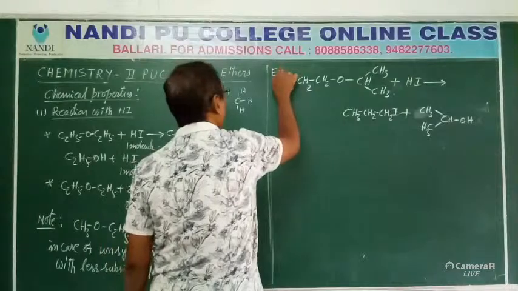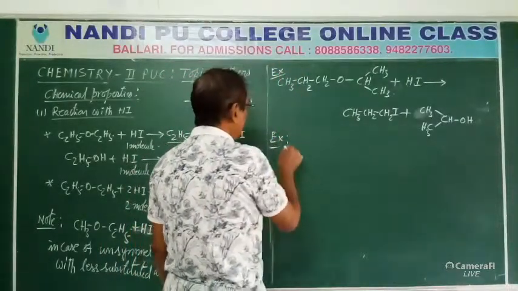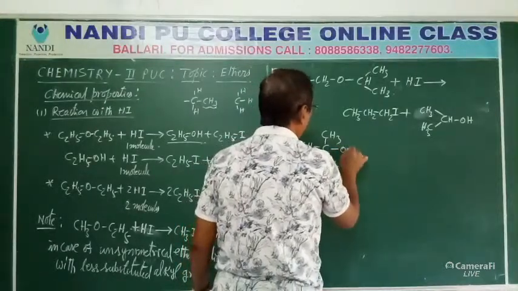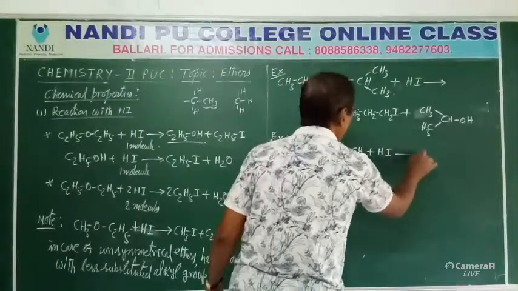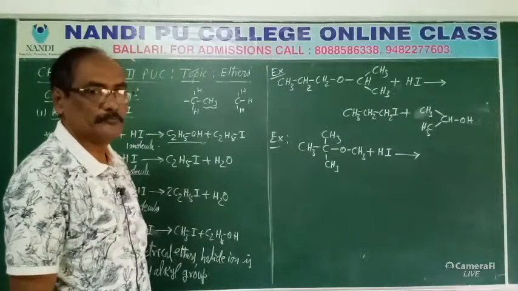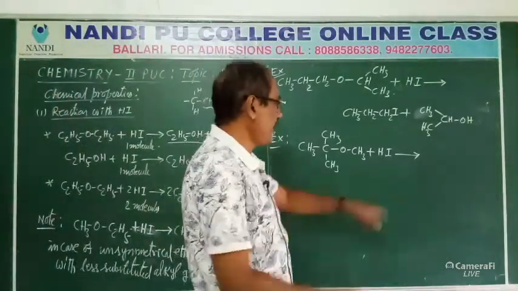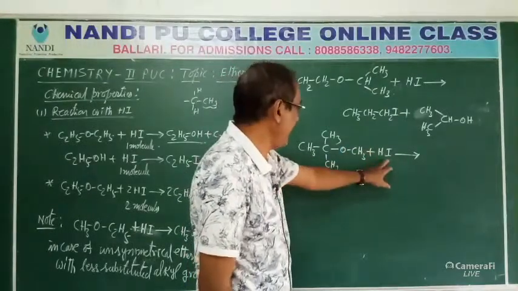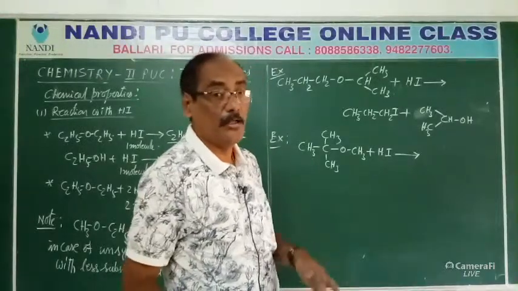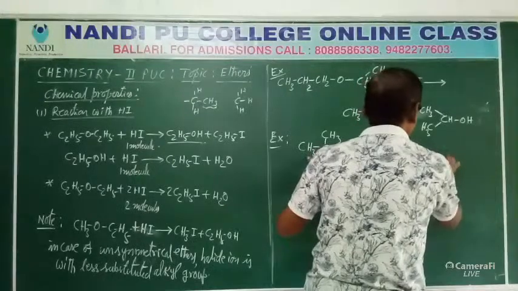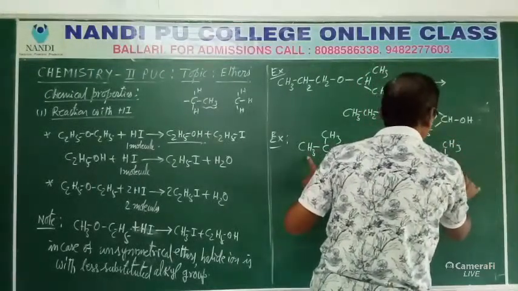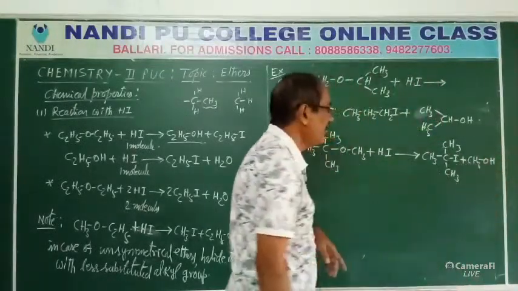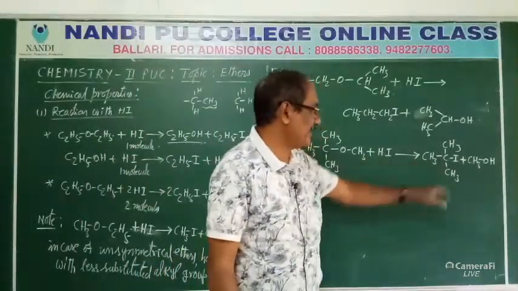This is one more example. Suppose (CH3)3C-O-CH3 plus HI. In this case, when you take this one, this is less substituted, so we are supposed to get CH3I plus tertiary butyl alcohol. But in this case, what will happen, the product is (CH3)3C-I plus CH3OH.